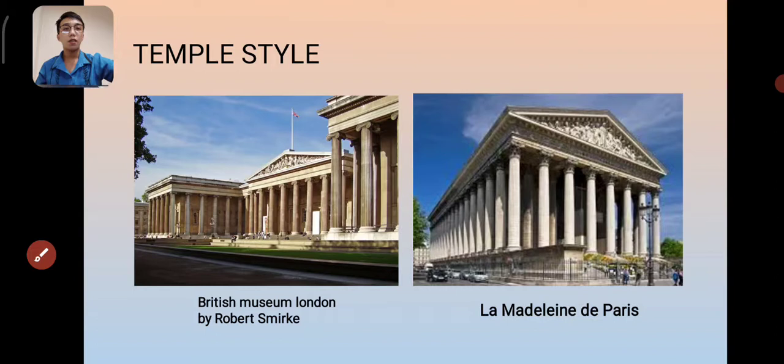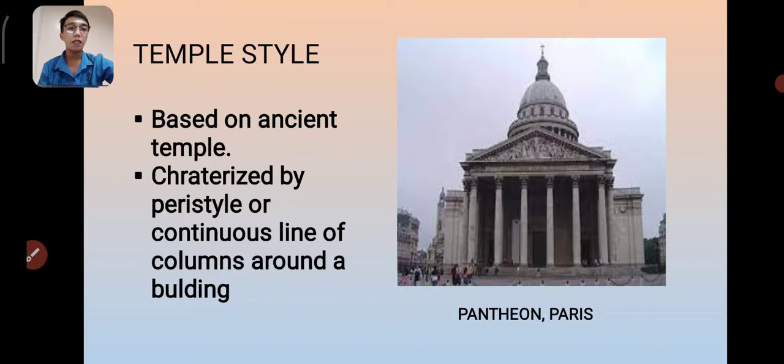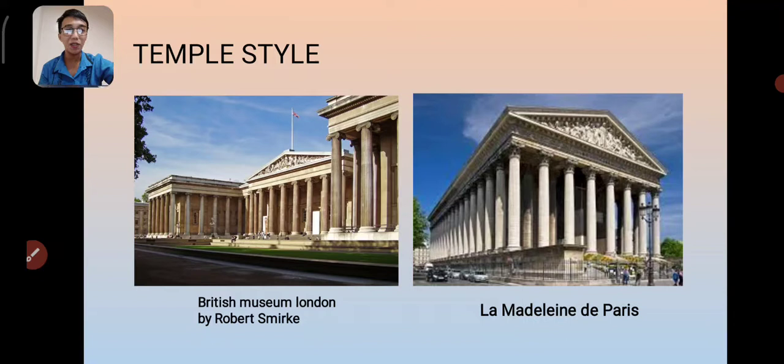This architecture is the Pantheon in Paris. Another example, as you can see, napalibutan siya ng column blocks. So, British Museum in London by Robert Smirke and the La Madeleine de Paris.